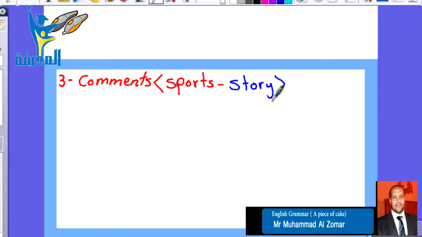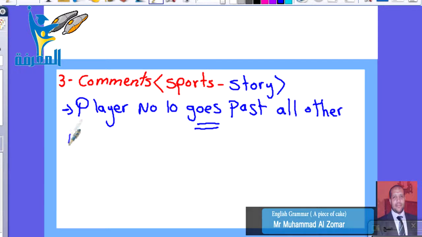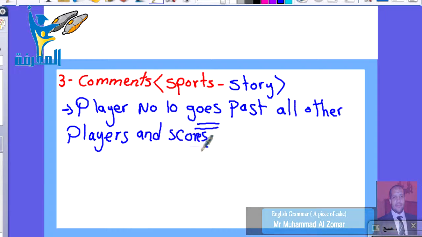For a match or something like this, you will say, player number 10 goes past all other players and scores. Of course, it will be scored a goal. You are describing the match with the present simple tense. This is for sports comment.